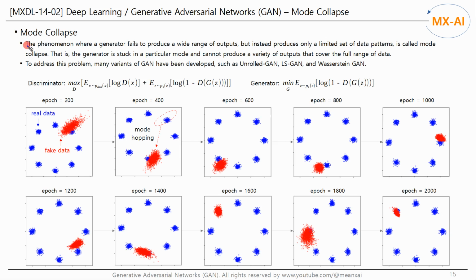Next, let's look at the mode collapse phenomenon. The phenomenon where a generator fails to produce a wide range of outputs, but instead produces only a limited set of data patterns, is called mode collapse. That is, the generator is stuck in a particular mode and cannot produce a variety of outputs that cover the full range of data.